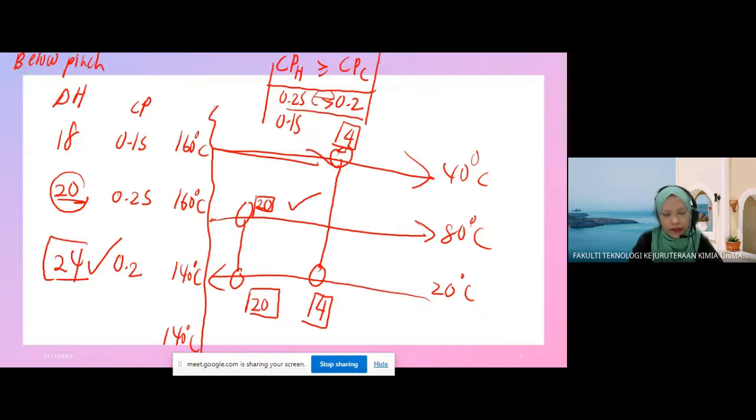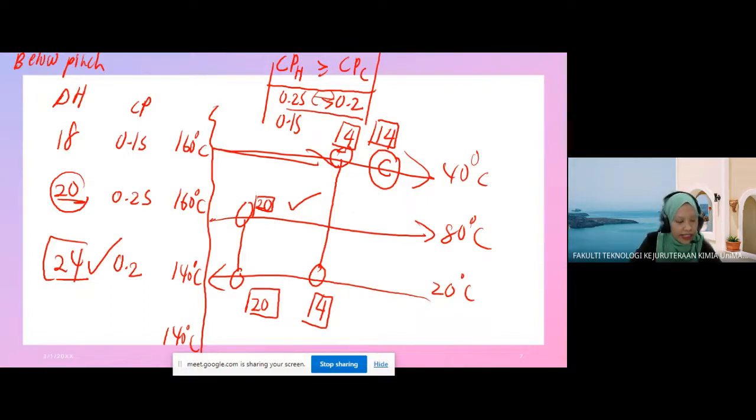So now this one is 4, you need an additional 14. So you need to add what? Because this is a hot stream, you need to add a cooler with a duty of 14. 14 plus 4 equals 18. So that is how you do the pairing.